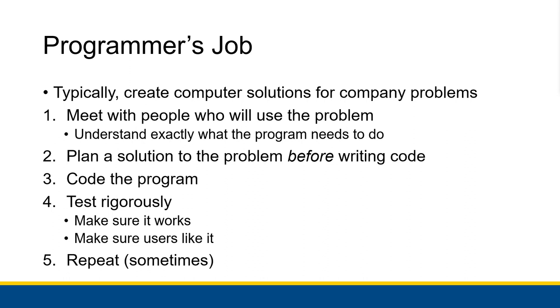Once you actually know how the program should work, then you can actually code the program and then test it, make sure that everything works, and make sure users like it. In CBIS 101, we talked about sort of alpha testing and beta testing. Alpha testing would be make sure it works internally, so make sure nothing crashes or anything like that, make sure you've actually written the program correctly. And the beta testing, make sure that the users like it, make sure that it is actually solving the problems that they need solved, all that kind of stuff. And then sometimes you repeat.